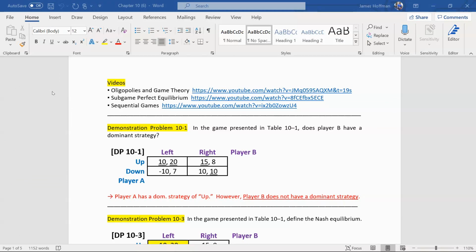Okay, so you got some optional videos to look at here. Oligopoly of the game theory, a little introduction. We haven't defined this term yet, but subgame perfect equilibrium, that's a little video more on that. And then we're going to get to sequential games in a bit, which means that one firm goes first and the other firm goes second. There's kind of a first mover advantage.